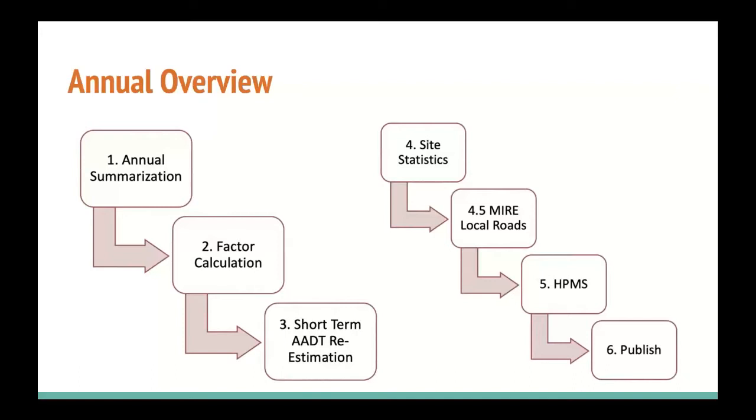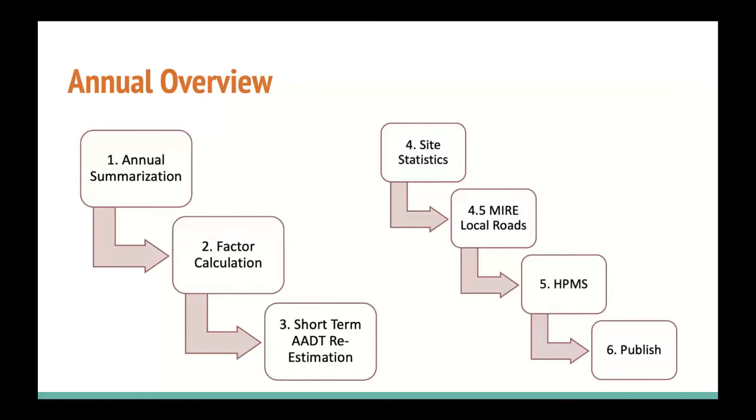The steps here are, we first do annual summarization, which is just like monthly, in the sense that we are trying to get our continuous count statistics done. So ADTs, AWBTs, all the things, D factors, etc., highest hours. Those are all done during the first phase of annual, called annual summarization. After that, we have the factor calculation.